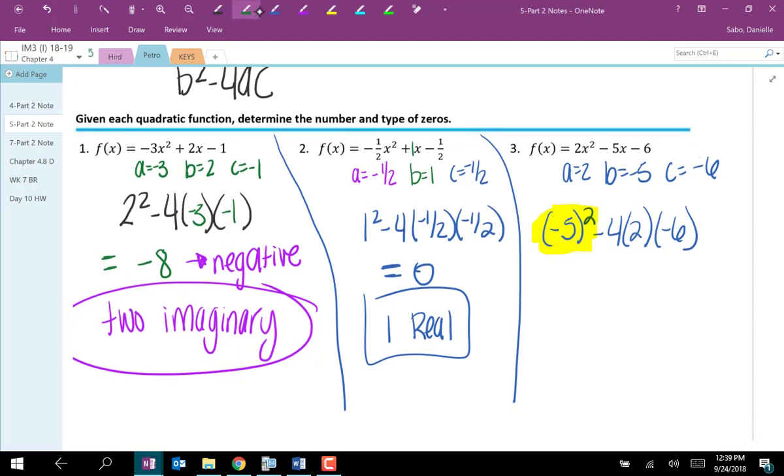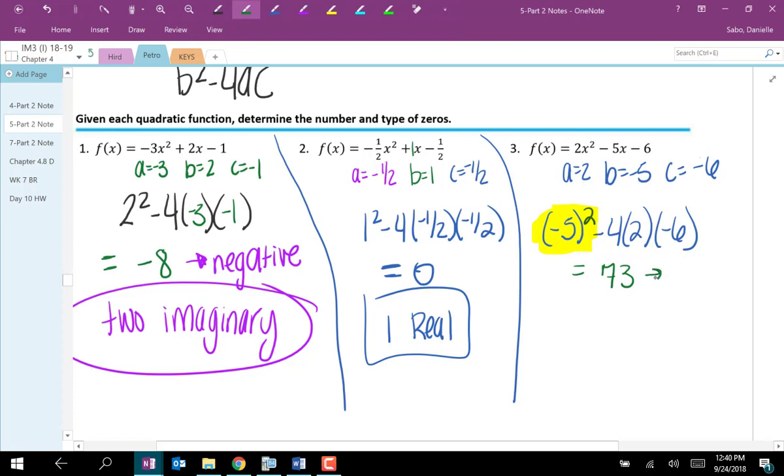What did you guys get as your discriminant? 73. Yeah. Did anyone not get 73? What happened is you just need to use a minus sign. So be careful with those calculators. They're great, but you have to make sure you know how to use them.